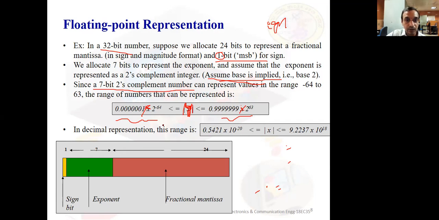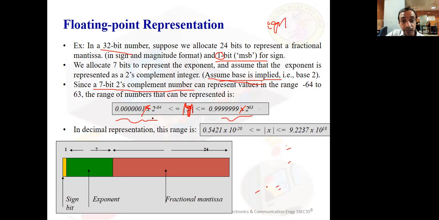The lowest number with 7 bits is 0.000001 multiplied by 2 power minus 64, such a small number, as we all know. And the maximum is 2 power 63. 2 power 2 is 4, 2 power 3 is 8, 2 power 4 is 16, 2 power 5 is 32, like that up to 2 power 63.